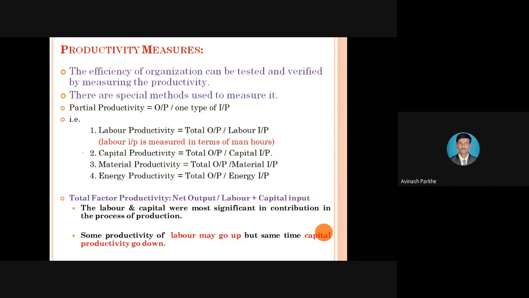If I have to calculate the capital productivity, that means how much capital investment you have invested in the industry, and I have to measure its productivity, then capital productivity is equal to total output upon capital input. Similarly, material productivity is equal to total output upon material input. Energy productivity is equal to total output upon energy input. That means whatever the number of input parameters there are, based on these input parameters, we can separately find out the productivity of each and every input.